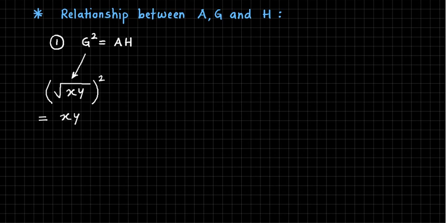That's the LHS simplified. If you consider the RHS, here A is nothing but (x plus y) upon 2 multiplied by H, which we saw is 2 into xy upon x plus y. So x plus y gets cancelled and 2 also gets cancelled, leaving only x into y, which is the same as the LHS. So this property is proven, G square equal to A into H. Right. Now let's go ahead and see the next property.